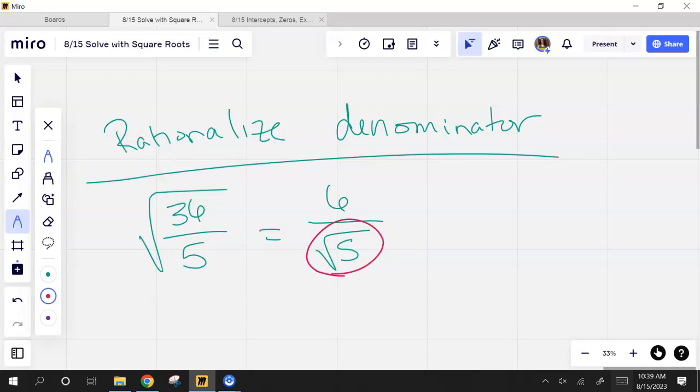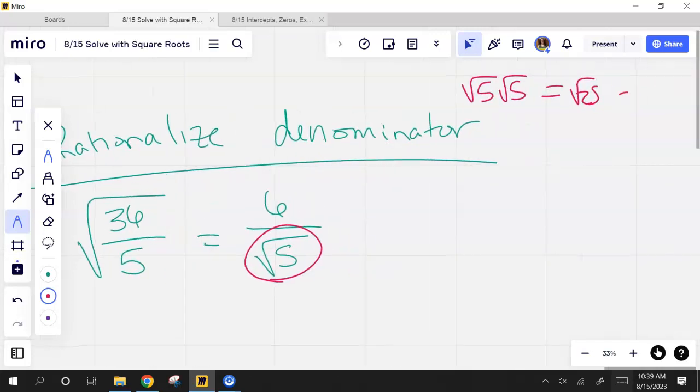The square root of 5. Why is the square root of 5 times the square root of 5, what does it equal? Square root of 25, which is 5. And this makes sense also, because the square root of 5 times the square root of 5 is the square root of 5 squared. And you told me at the beginning of this lesson that those cancel and they're opposites, right? So it makes sense why it goes away.